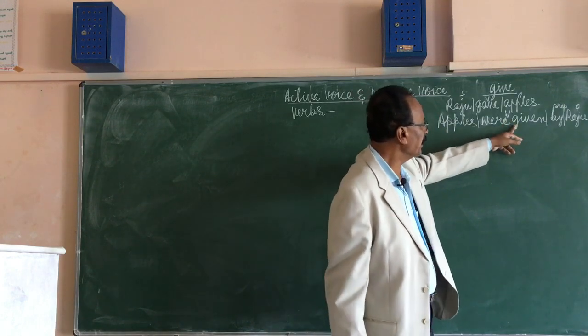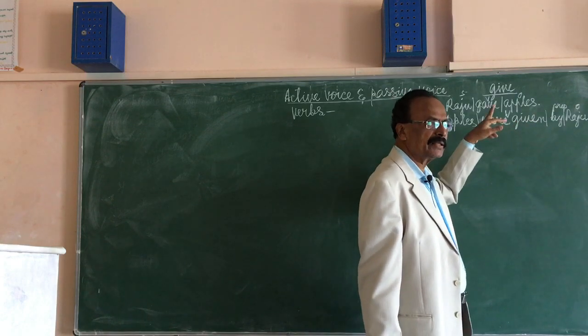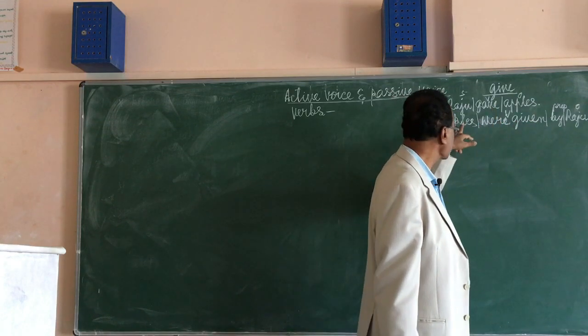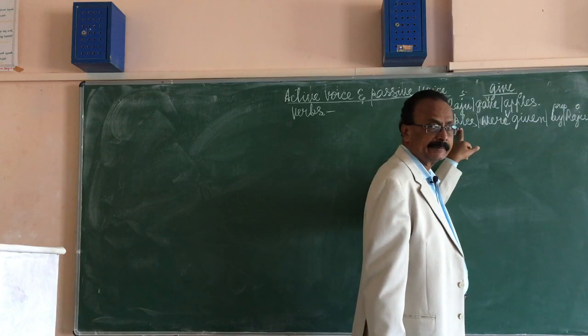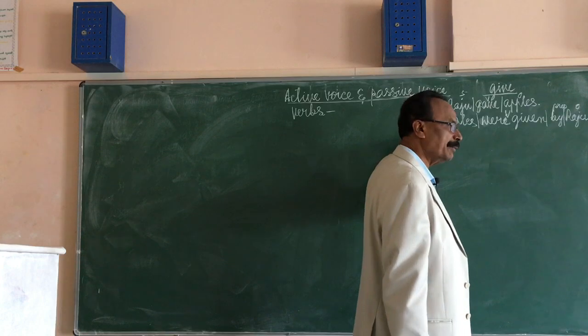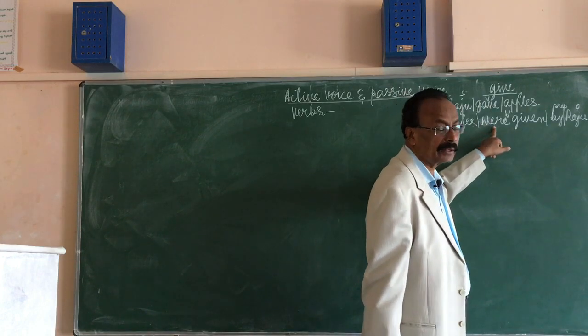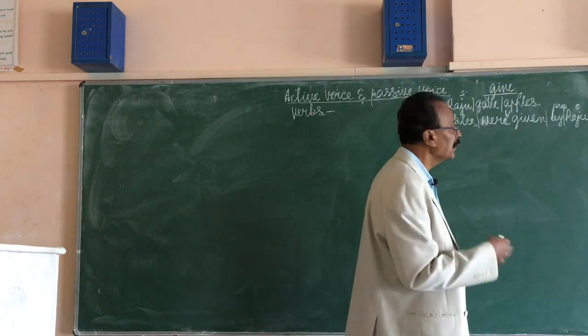And given cannot be written independently, and so we use a helping verb. And this helping verb depends upon the subject here. Suppose instead of apples, imagine there was an apple, here it would not be were, it is was given by Raju.